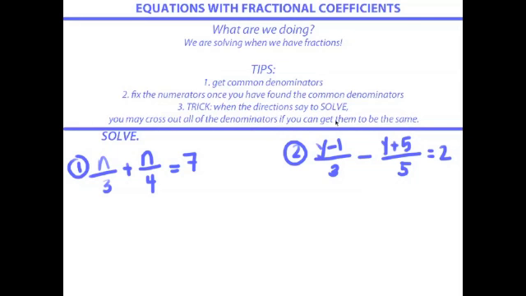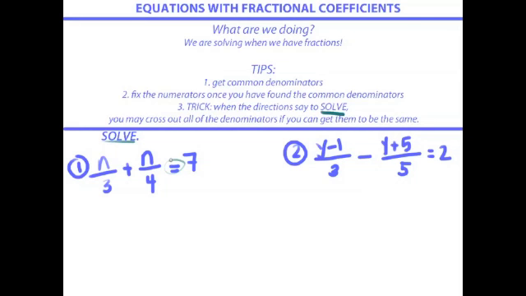So the key thing here is that when the directions say solve or when there's an equal sign in the problem, there's a trick. Once you've gotten all of the denominators to be the same and you fix the tops of the fractions, you can cross out the denominators, and then just solve. So what does that mean?